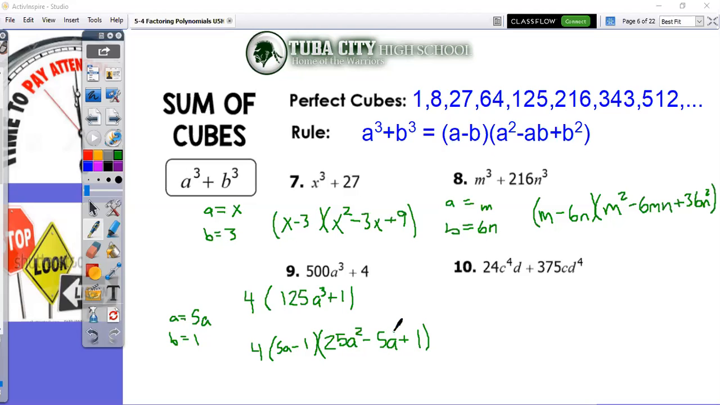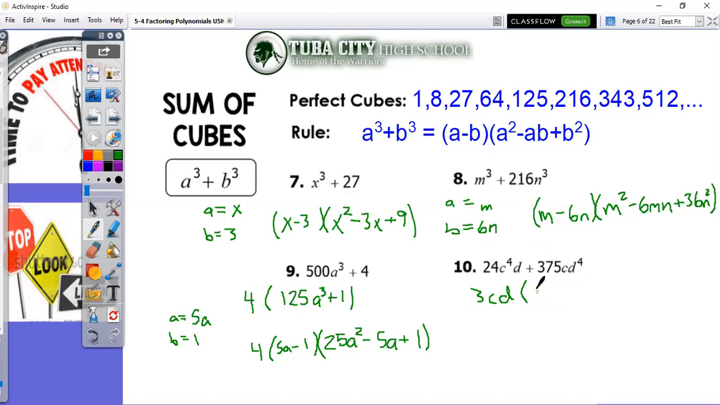All right, number 10. So 24 and 375 are not on the list. So we're going to have to find values on the list by dividing them out. So 24 and 375, what's the biggest number we can divide out of both of them? That would be 3. C, because they both have a C, right? C^4, C^1. So the most I can take out is 1, so I'm going to just take out 1. Okay, and let's see what we're left with.